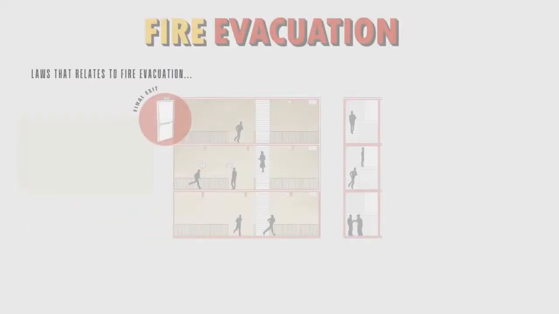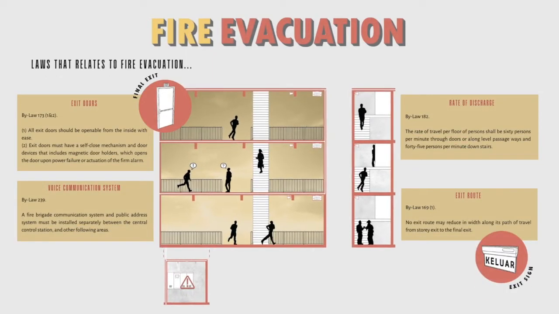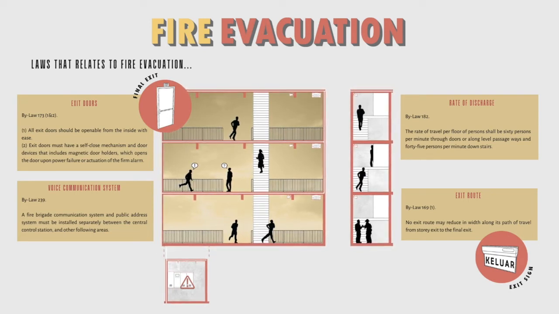Fire evacuation is an evacuation plan that is needed to leave an emergency as fast and safely as possible. Exit doors, by Law 173.1 and 2, should be openable from the inside and should have a self-close mechanism. Voice communication system, by Law 239, is a communication system that should be installed. Rate of discharge, by Law 182, is a travel per floor of person should be 60 persons per minute.